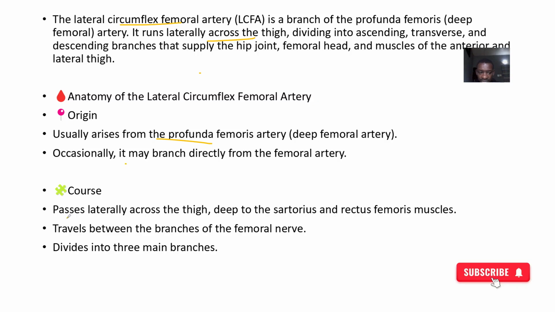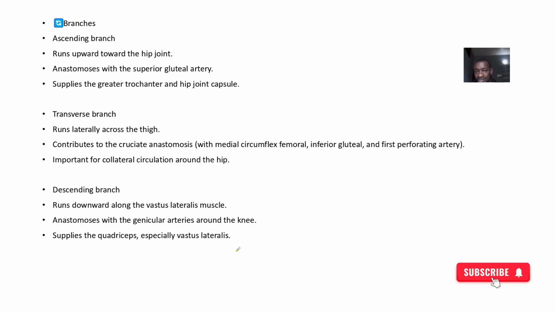Okay, so the course. It passes laterally across the thigh, deep to the sartorius and the rectus femoris muscles. It travels between the branches of the femoral nerve and divides into three main branches. So for the branches, we have the ascending branch, which runs upward towards the hip joint, anastomoses with the superior gluteal artery, and supplies the greater trochanter and the hip joint capsule.